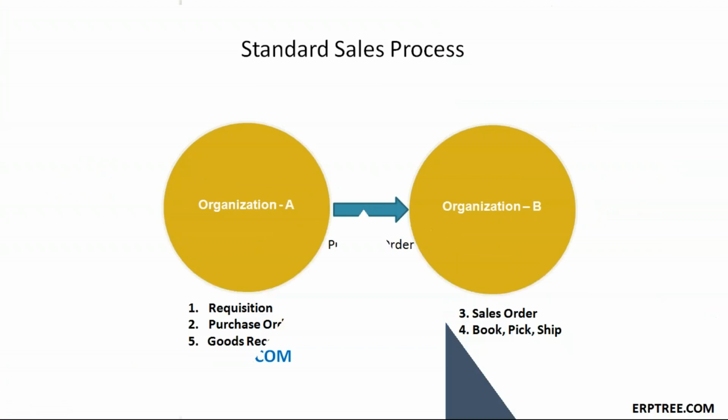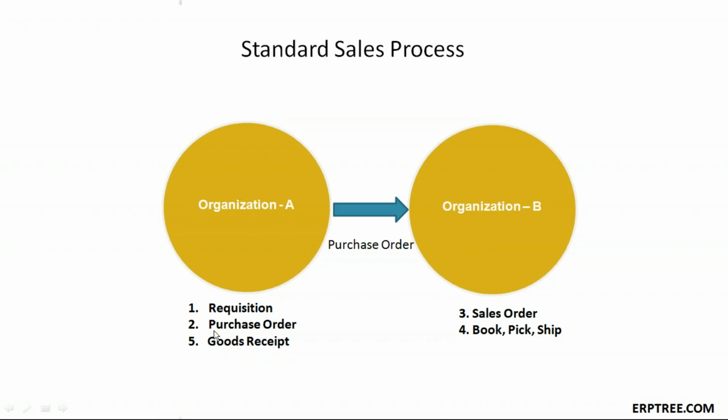Here is a simple example. When you talk about standard sales process, if any organization is going to do the sales activity, first they have to receive the order from the customer. Here we have organization A who's acting as a customer for organization B. When organization A finds a requirement within their organization, they have to raise the requisition and they'll place the order to their suppliers.